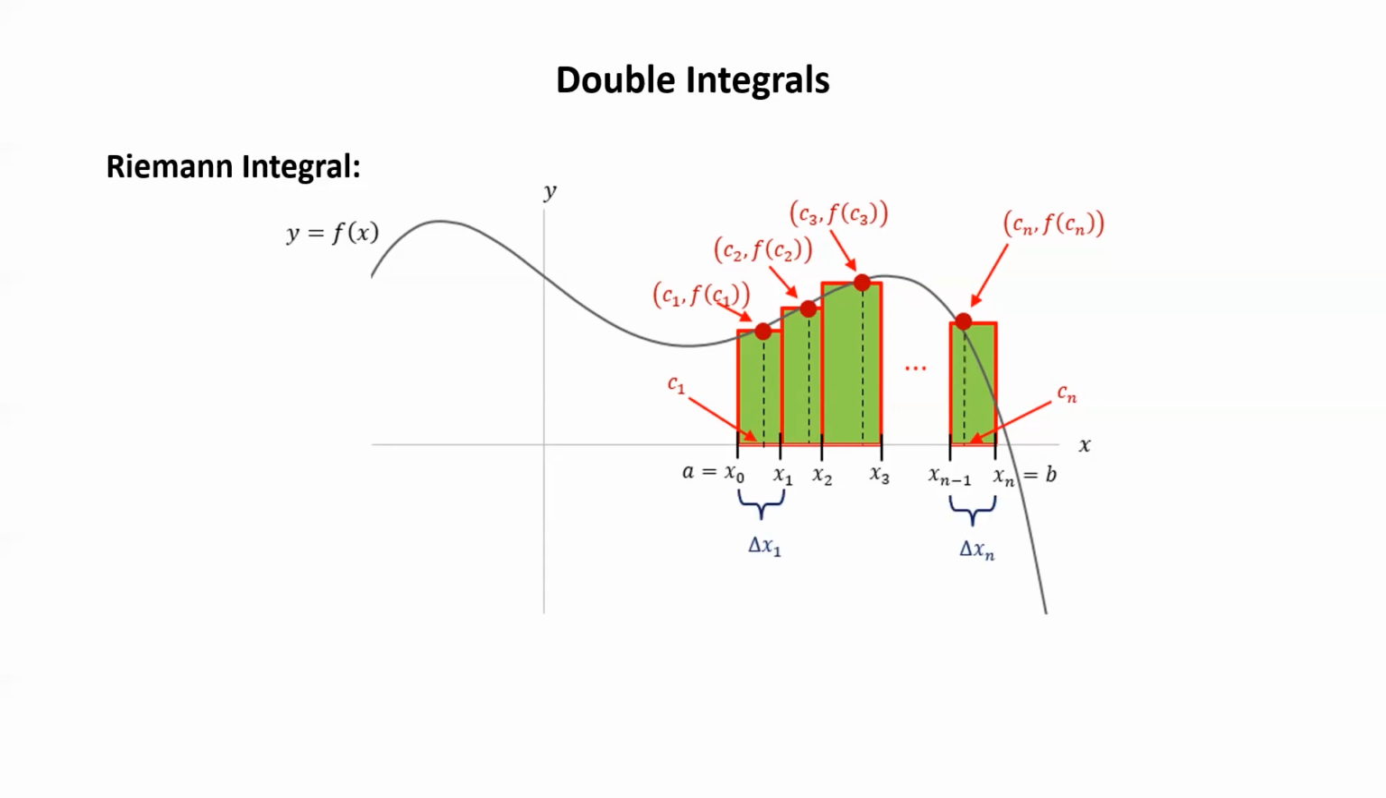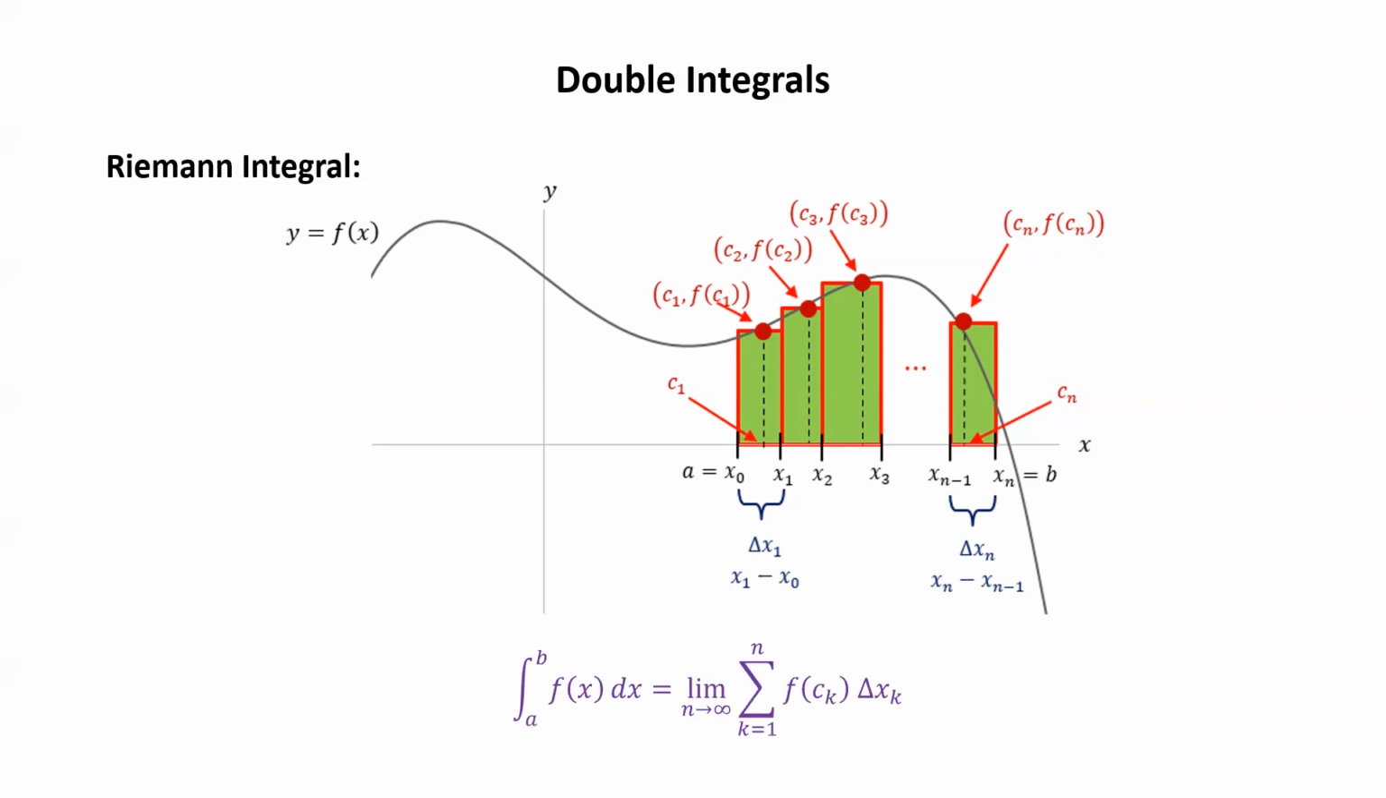We'll generally call the length of each subinterval delta xi. So the length of the first subinterval from x0 to x1 is delta x1, and the length of the last subinterval from xn minus 1 to xn is delta xn. Notice that delta x1 is equal to x1 minus x0. Delta x2 would be x2 minus x1, and so on, up through delta xn is xn minus xn minus 1.